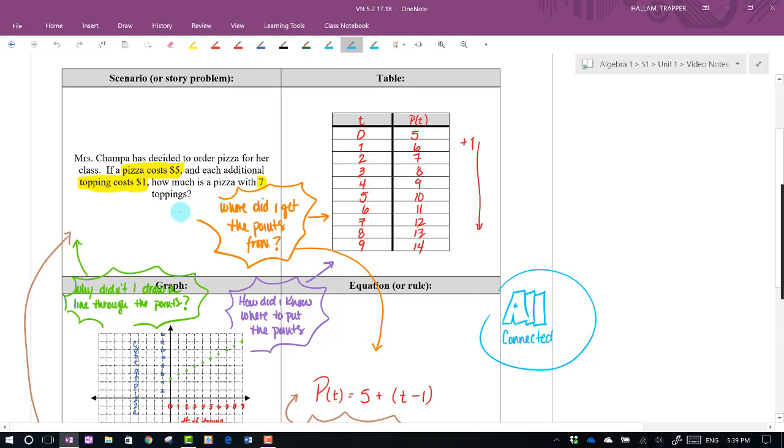Well, to start that, let's just say if I have 0 toppings on this pizza, it's going to cost me $5. If I add a topping, $6, 2 toppings, $7, 3 toppings, $8, and you would have filled out that table. Again, all of you could have done that.